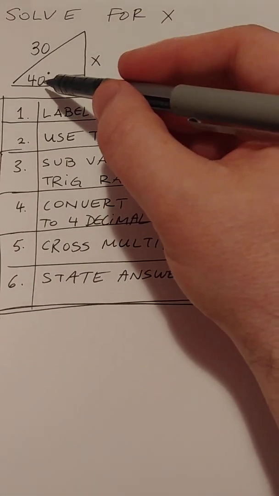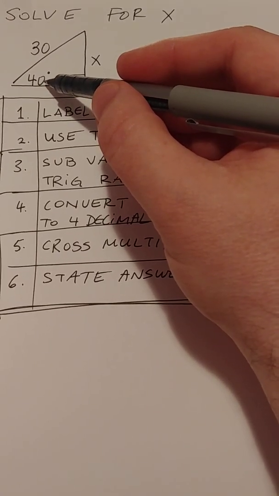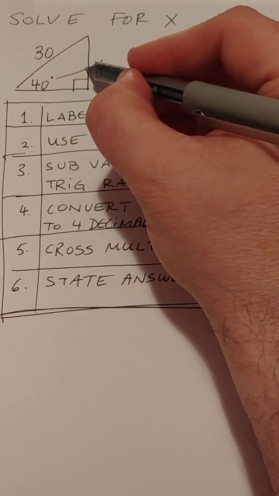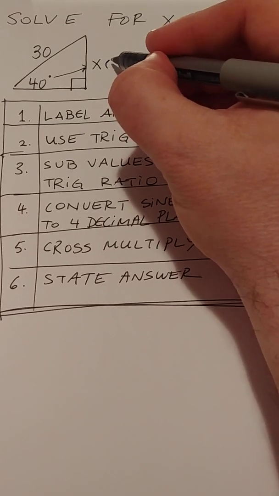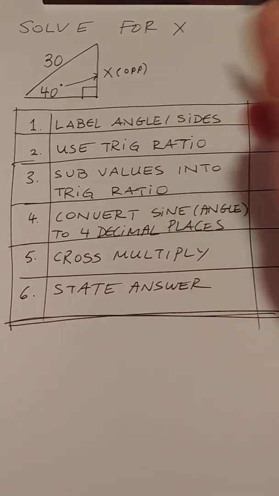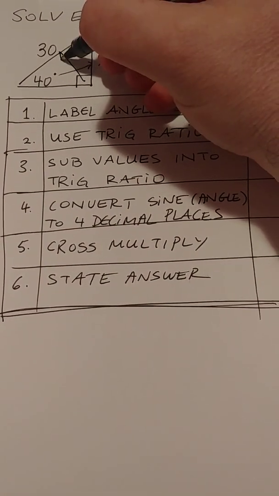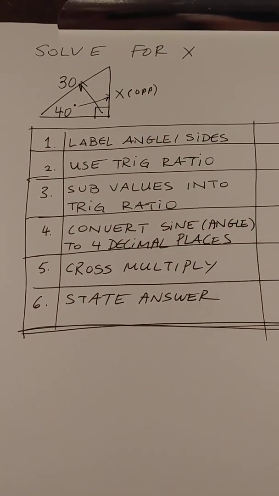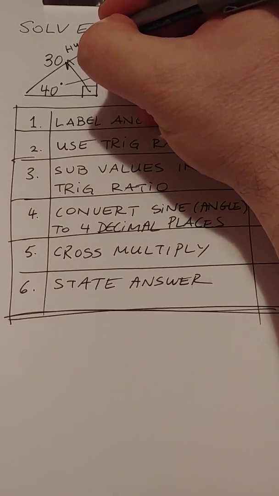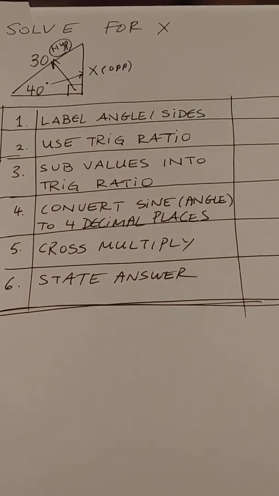So let's do that. With respect to 40 degrees, if we go opposite, we have an unknown quantity called x. With respect to 90 degrees, we go directly across, and we get 30, which we call the hypotenuse.